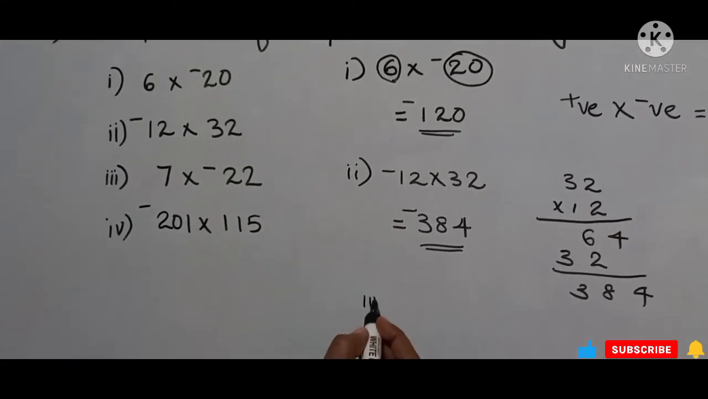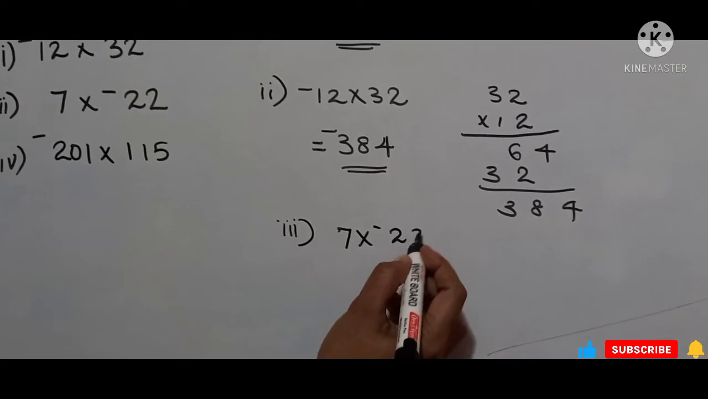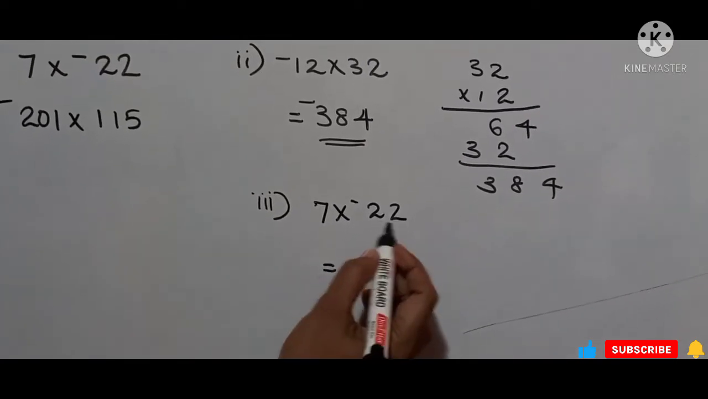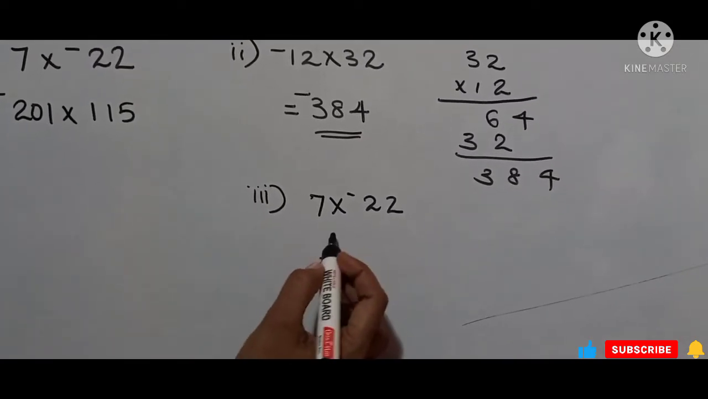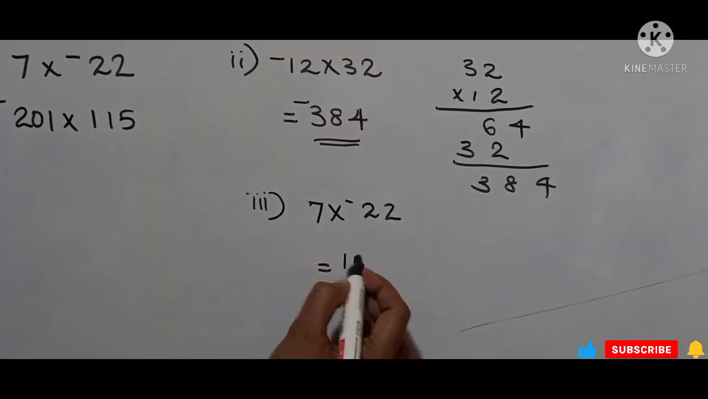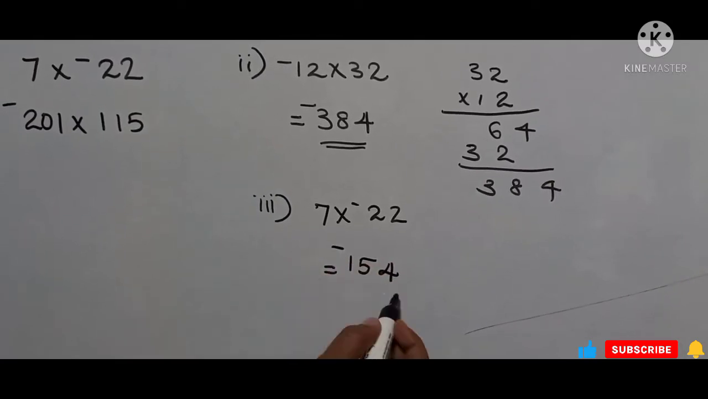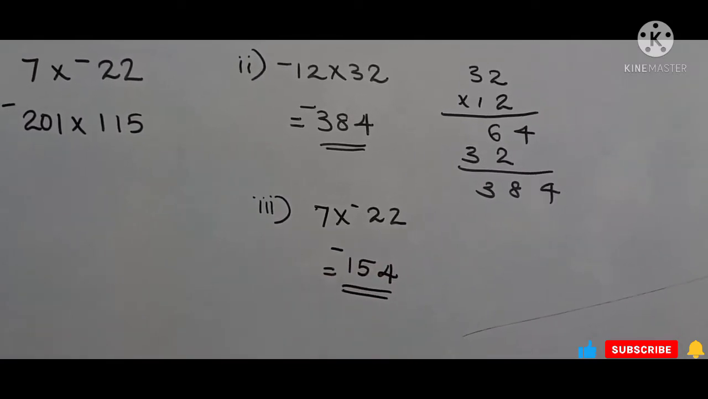Then take the third question, that is 7 into minus 22. That is equal to, find the product of 22 and 7. It is 154. Then give that minus sign, minus 154.